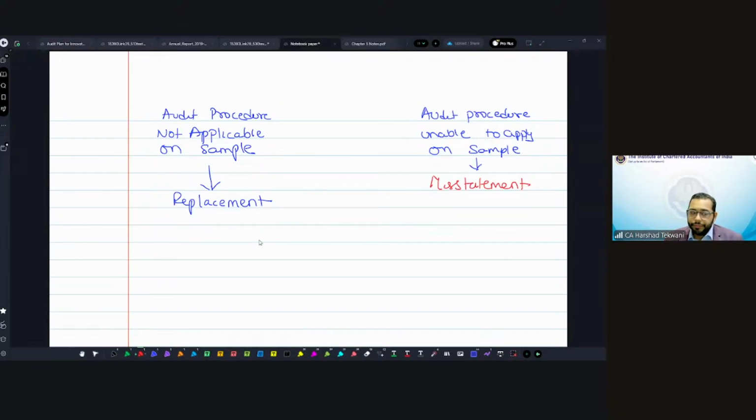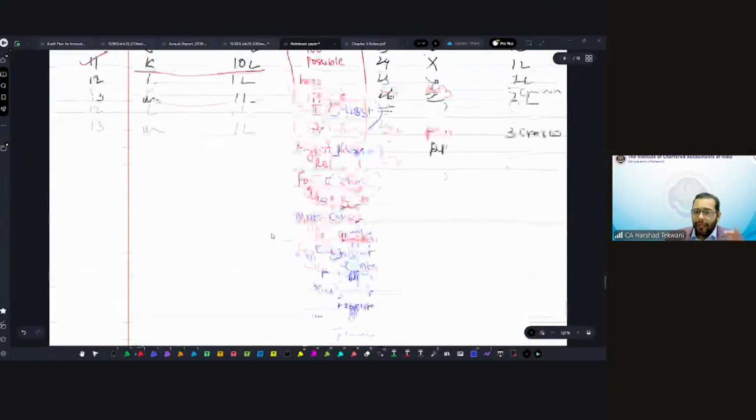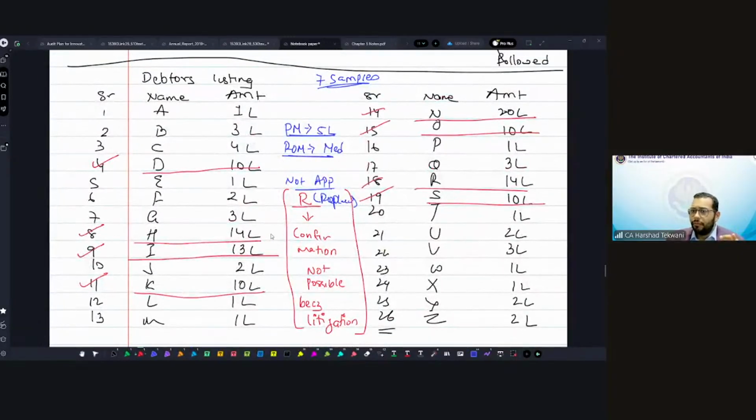Clear? Any doubt? Okay. If no doubts, then I want to take up one more concept which is very important with this scenario. Can anyone tell me what is sampling risk? What is sampling risk?